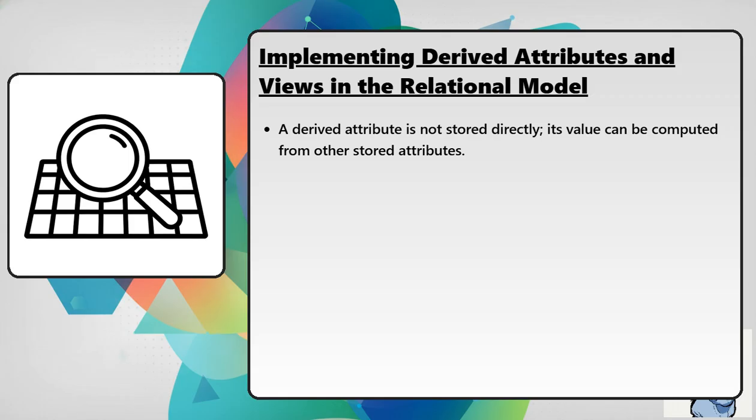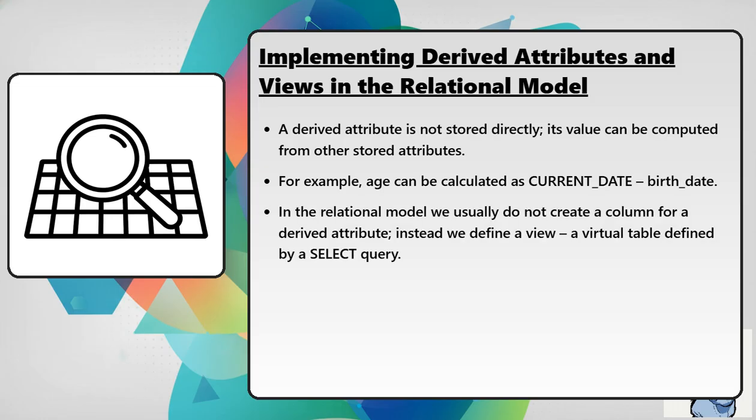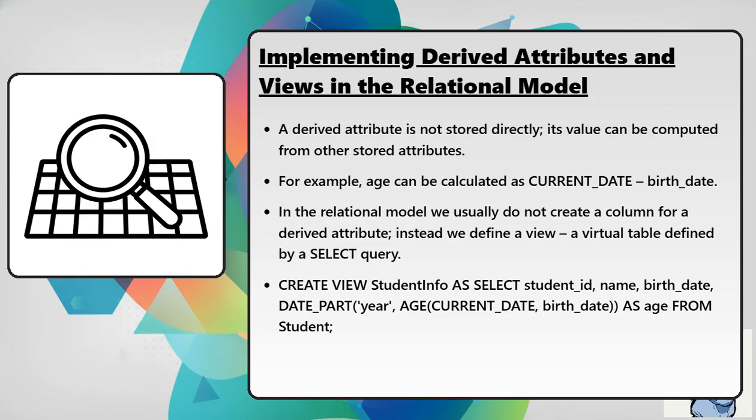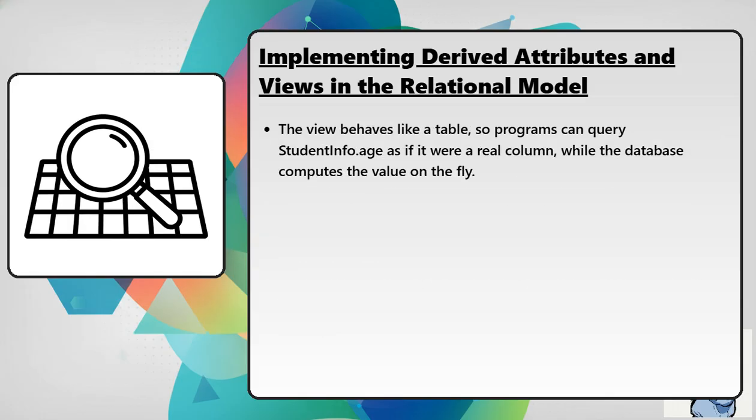Its value can be computed from other stored attributes. For example, age can be calculated as current date minus birth date. In the relational model, we usually do not create a column for a derived attribute. Instead, we define a view, a virtual table defined by a select query. Create view studentinfo as select student_id, name, birth_date, date_part('year', age(current_date, birth_date)) as age from student. The view behaves like a table, so programs can query studentinfo.age as if it were a real column, while the database computes the value on the fly.